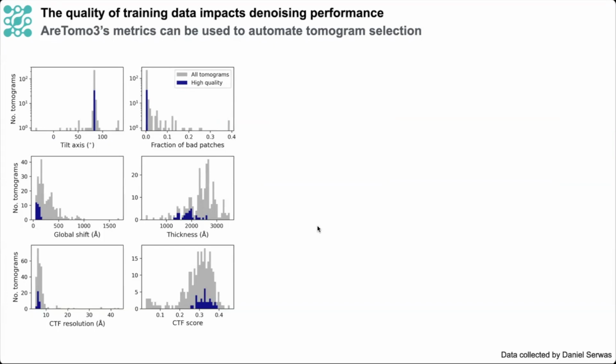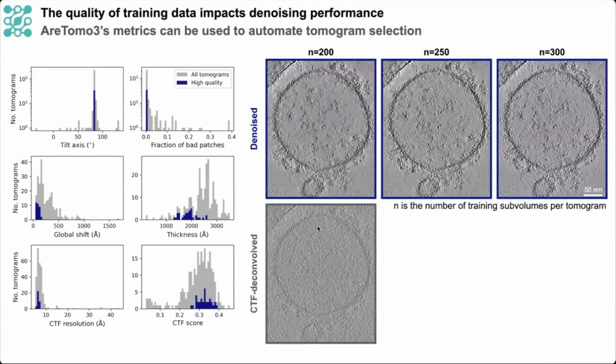In this case, only tomograms that met certain thresholds for all of these quality metrics were included in the training process, and those 34 high-quality tomograms are highlighted in blue in these plots on the left. And when we trained on these data, we found that the resulting denoising was not just effective at increasing the contrast of these membrane proteins that line the perimeter of the lysosome, but also quite consistent as well across a range of values for this model hyperparameter n, which is the number of subvolumes extracted per tomogram during each training epoch. And this consistency is valuable because it means that we don't have to perform an extensive hyperparameter search in order to achieve good denoising results.